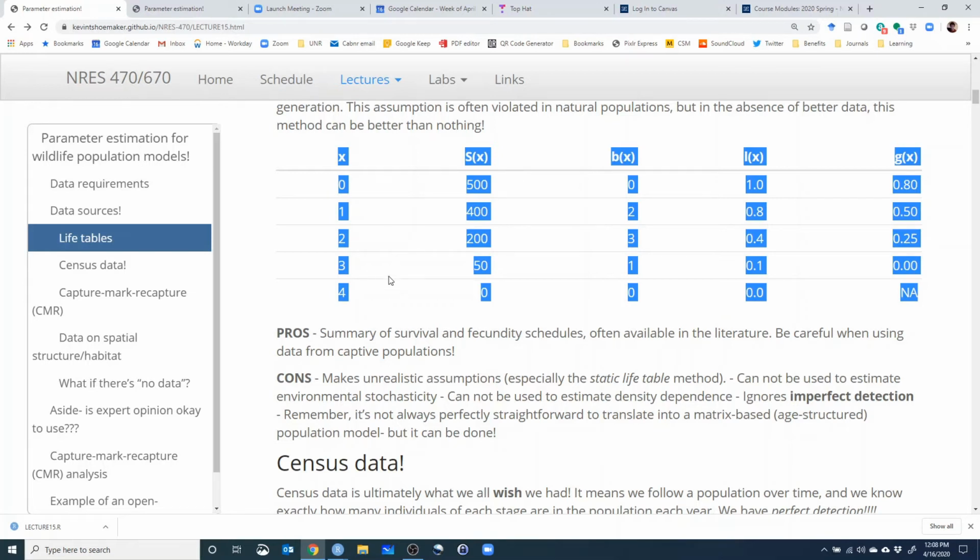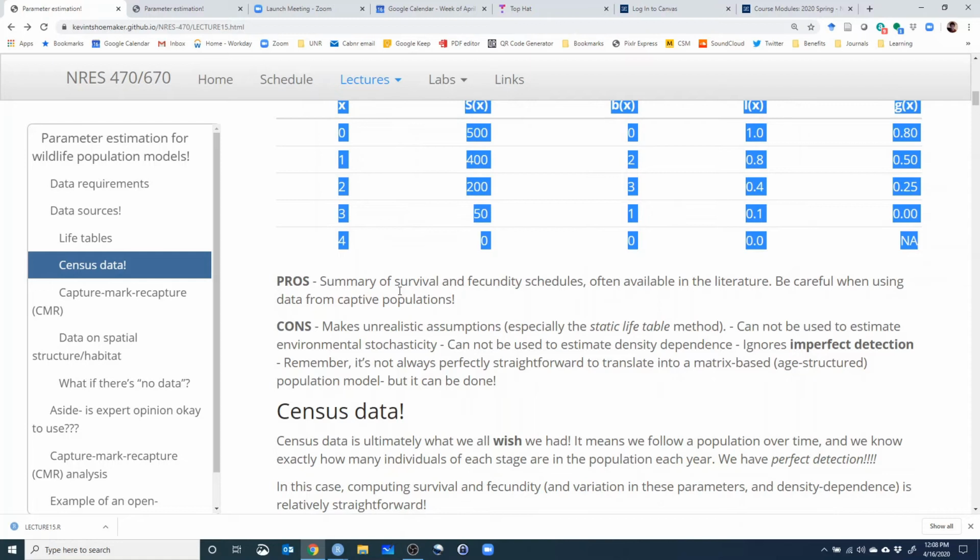All right. So the pros of using life tables to parameterize your population model to get survival and fecundity estimates, well, it's often available in the literature. So it is a good source because that's oftentimes all we have and that's what's available. But be careful when using data from life tables because those static life tables are not very trustable. They make unrealistic assumptions. And also be careful because some life tables come from captive populations. Captive populations might not represent wild populations very well. So be careful about that as well.